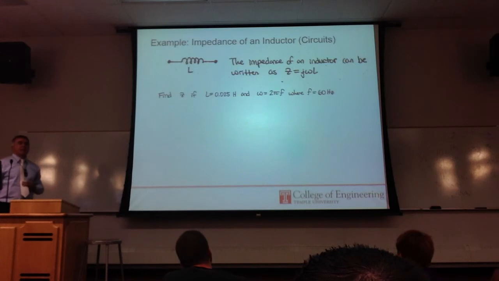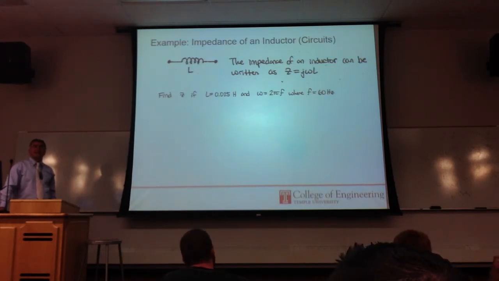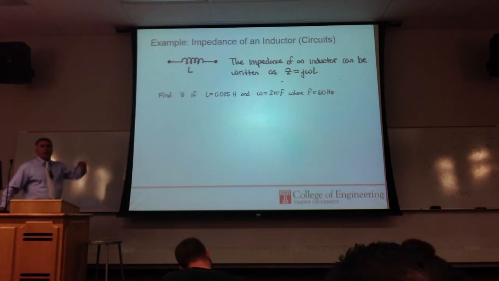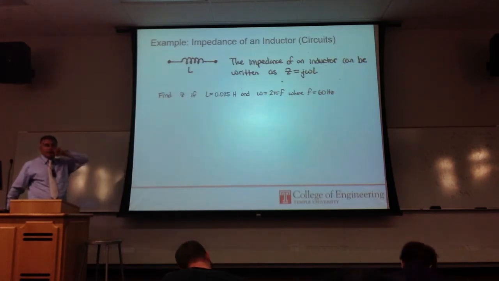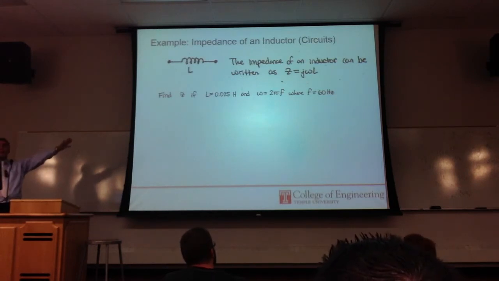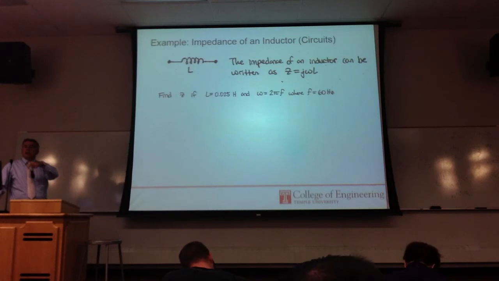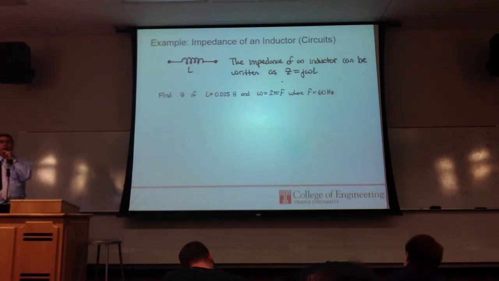What does hertz mean? Have you heard that? Cycles per second. 60 cycles per second. That outlet there has 60 hertz. If you go to European countries, they have different frequencies there. In fact, they have different voltages there. So in this case, omega is 2 pi f.